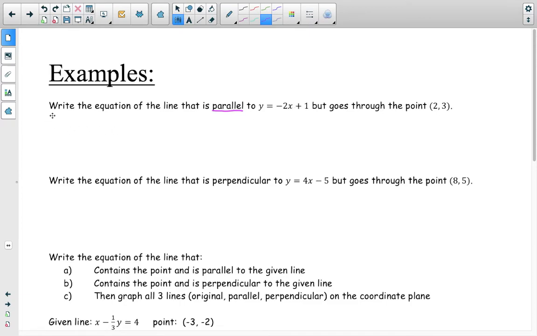We see that the original slope, the coefficient, is negative 2. So if we want the parallel slope, it'll be the same, which will be equal to negative 2 as well. We need to know what our new y-intercept is, because we cannot use the 1 again. So we need to use algebraically y equals mx plus b.